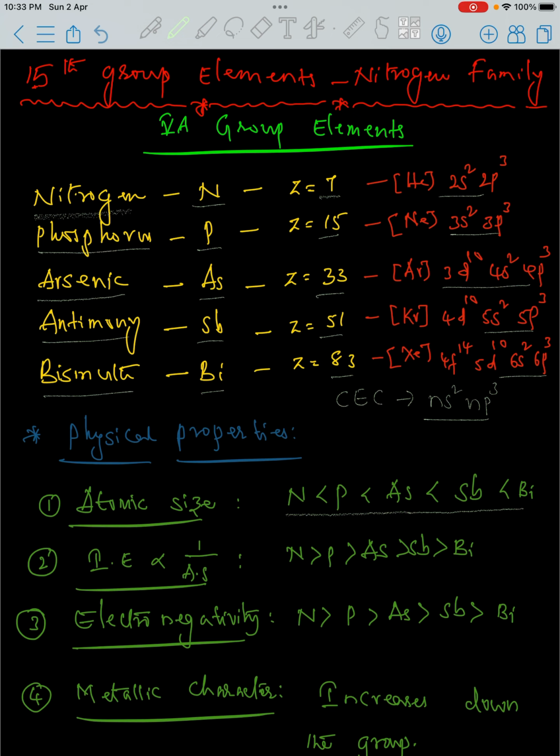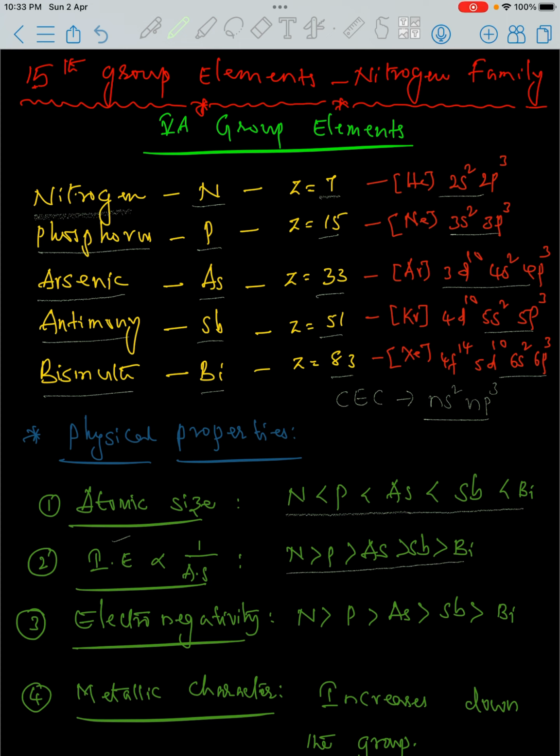Coming to the ionization enthalpy, ionization enthalpy and atomic size are inversely proportional. So if you learn atomic size, we can write ionization enthalpy, just the reverse of atomic size. So ionization enthalpy is more for nitrogen than phosphorus, arsenic, antimony and bismuth. Why is ionization enthalpy more for nitrogen? It is the smallest element in the 15th group. At the same time, removal of an electron from nitrogen is very difficult because of its half-filled electronic configuration, and a very important factor is its small size.